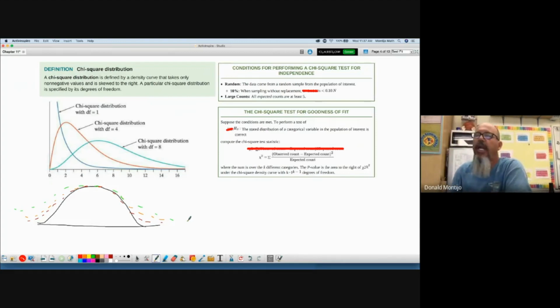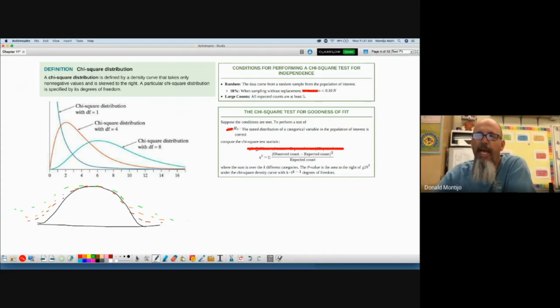Chi-squared, with a small degrees of freedom, is an extremely right-skewed distribution. But as the degrees of freedom increases, so as n gets bigger and bigger, what happens to every curve in the world? It starts to become more and more normal. That's also true with chi-squared. Because of this special distribution that chi-squared has, we need a new table for it.